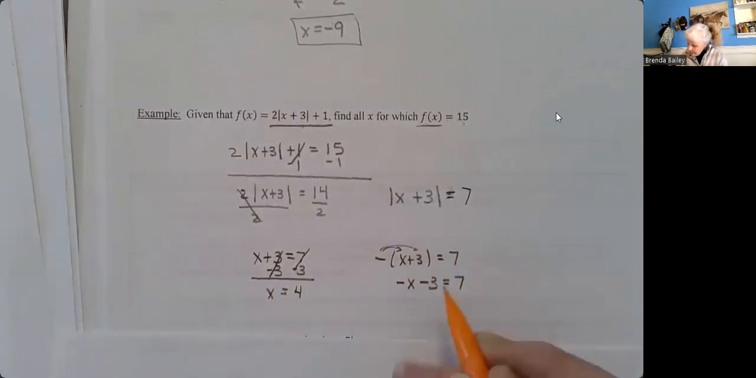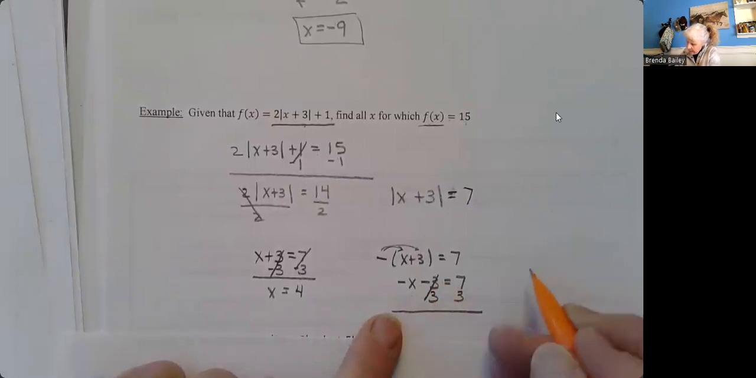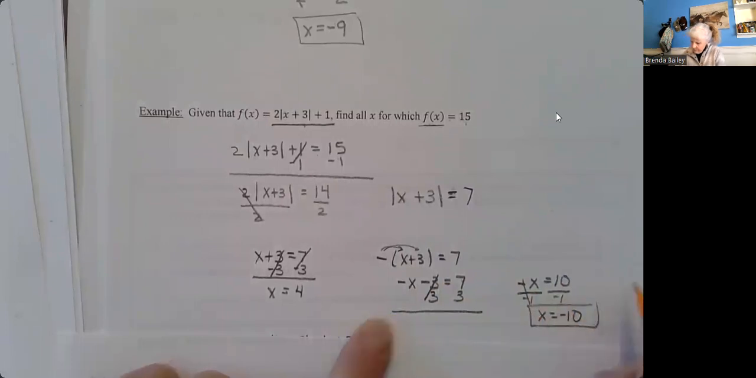This one will use the distributive property. Add 3. So then we have a negative x. I'm going to take it over here. A negative x over here on the left equals 10. Divide by a negative 1. X equals a negative 10. Okay.